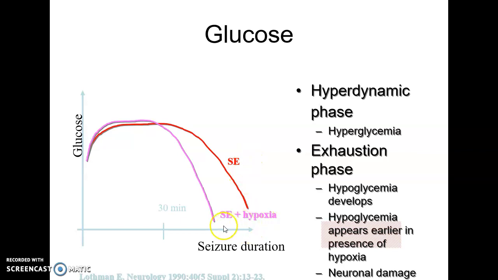Status epilepticus will increase. The glucose level is also related to the hypoxia. See here, at the start the glucose level is normal, and as the seizure time increases, up to about 30 minutes the glucose level and the oxygen level are going to be stable. But after 30 minutes, what will happen? The patient's glucose level is coming to almost nil, with hypoxia. This will lead to neuronal damage and death.